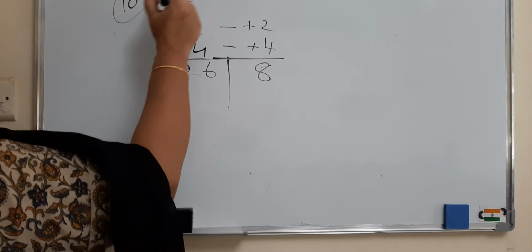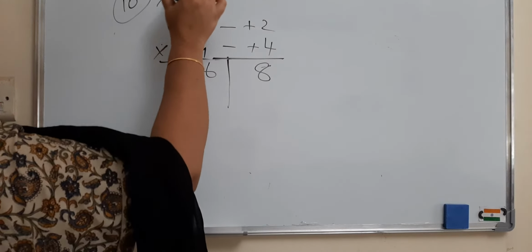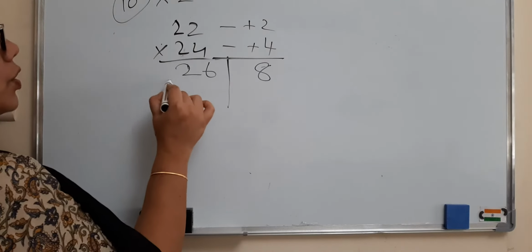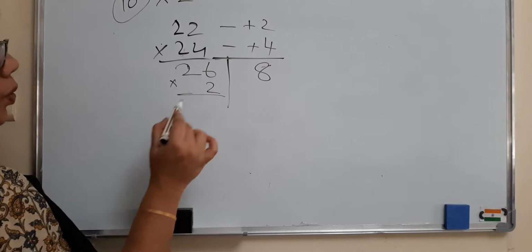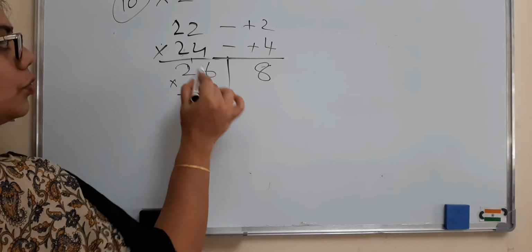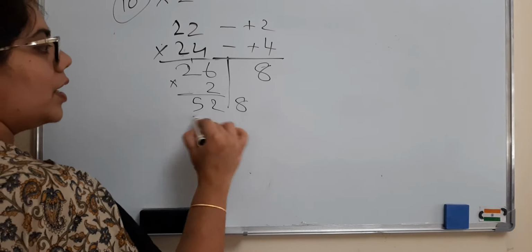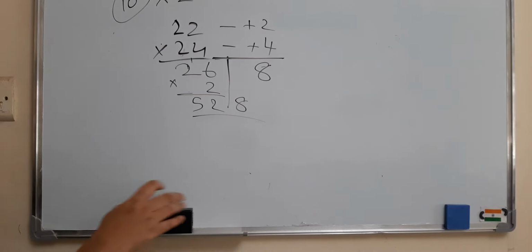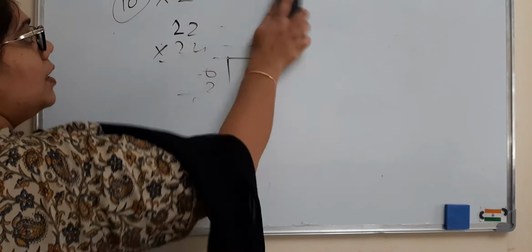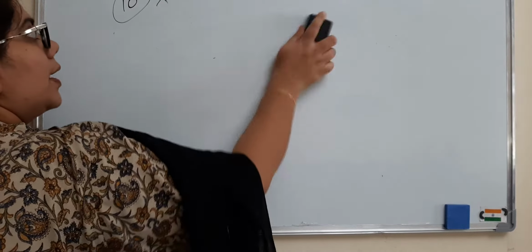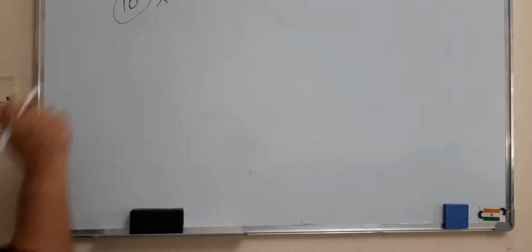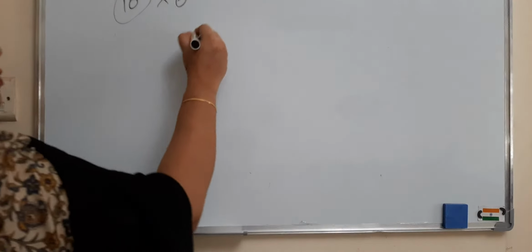Now since 10 is the base and here 10 is multiplied by 2, you want to multiply this also by 2. So 6 into 2 is 12. 2 into 2 is 4, plus 1, 5. So 528 is the answer. By practice, you can do it faster than this. Okay. So now 61 into 64.